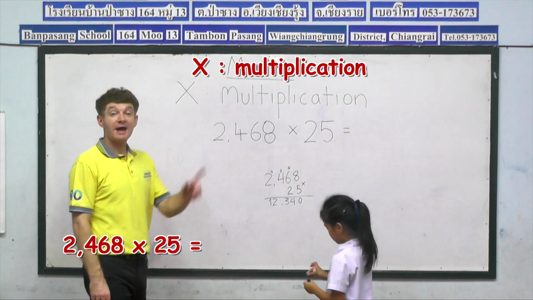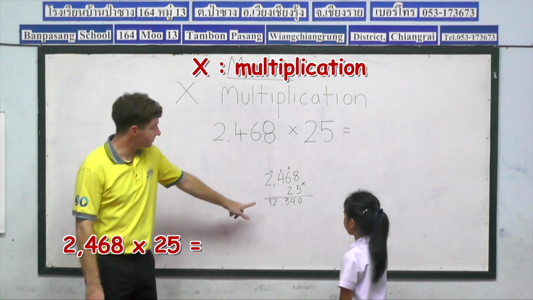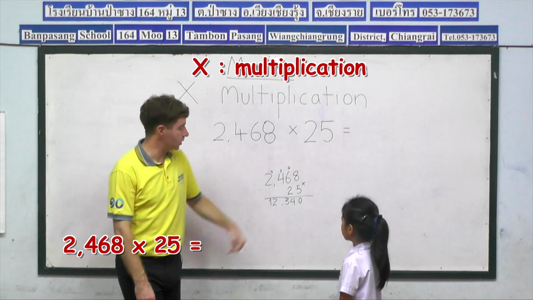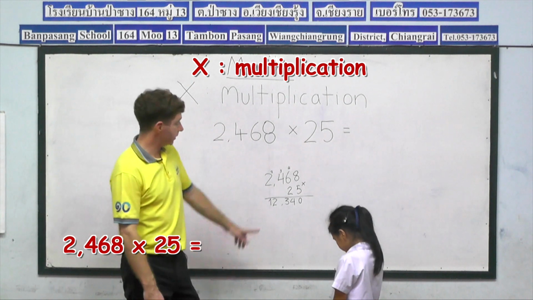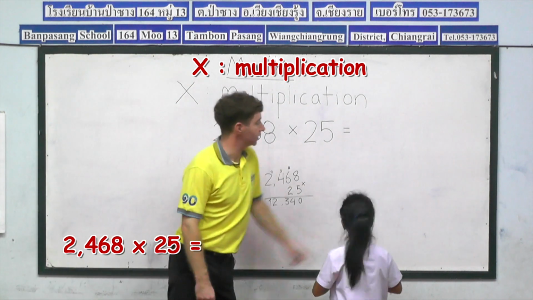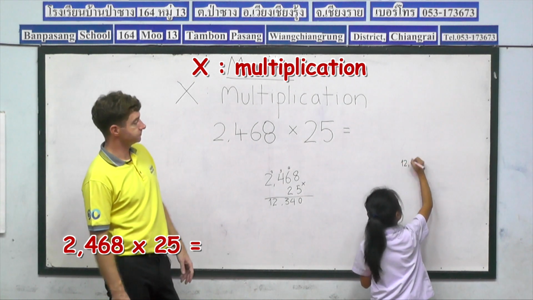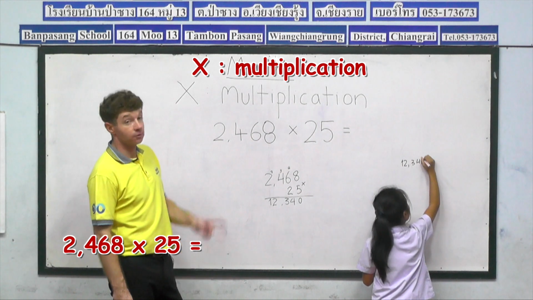So we have our first answer. We have the answer to our ones, which is 12,340. So Prel, can you write this number over here so we can make a note of it, because we're going to need it again soon. Excellent. That's answer number 1.